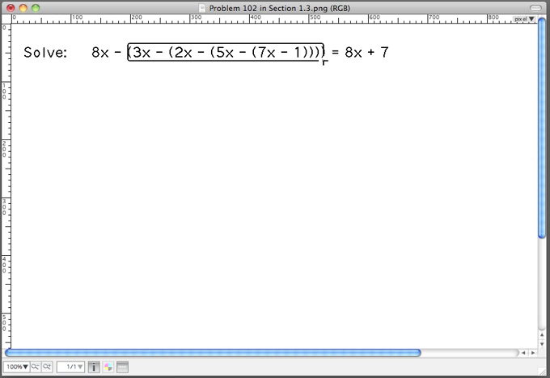If that was the case, your first move, if you had that problem, would be subtract 8x from both sides. And that's my first move here. And when I subtract 8x from both sides, this is what I have.